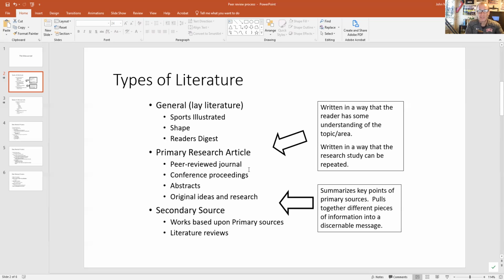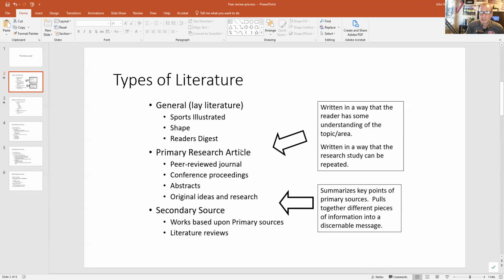So if you find a secondary source, that's excellent. Use that to find primary sources, look at their reference list, and then look at how they interpret the information from that primary source. But for a lot of the work that we're doing and building the idea behind a research project, we want to rely on primary sources. And so a primary research article is also a peer-reviewed article published in a peer-reviewed journal. I'll explain that in just a bit.